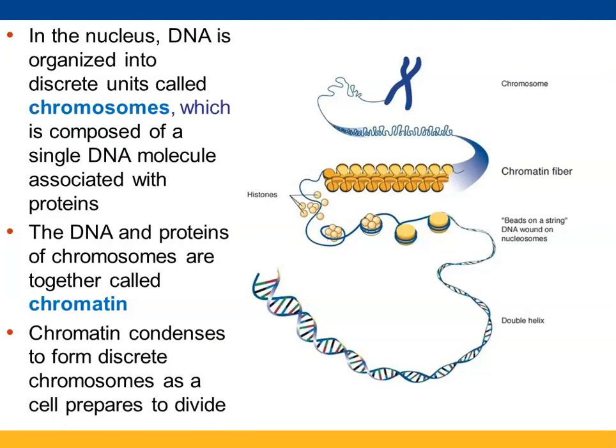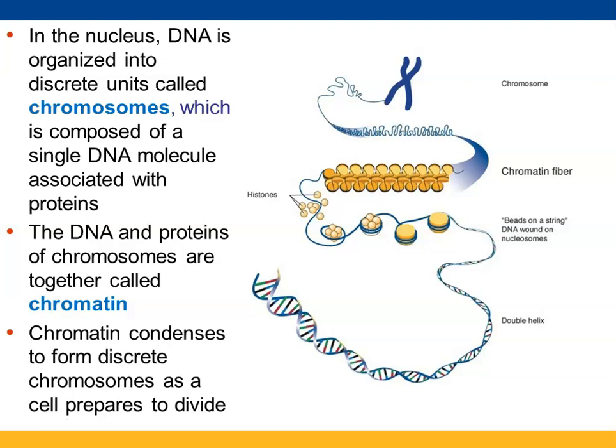So within the nucleus, you're going to have your chromosomes. The chromosomes are DNA that is associated with proteins. They get wound together and make chromatin. And when the DNA is ready to be duplicated, the chromatin will condense and form those specific chromosomes.